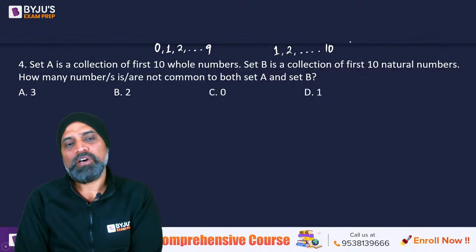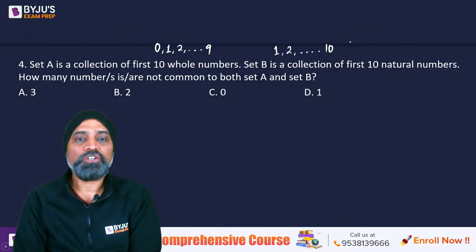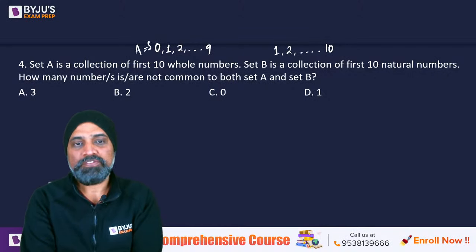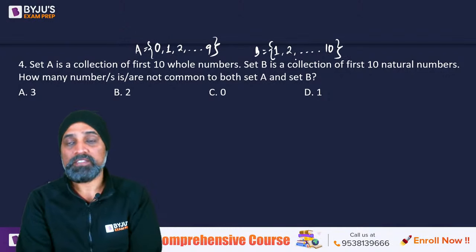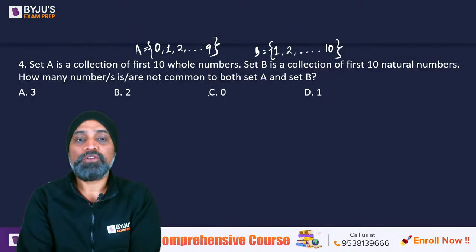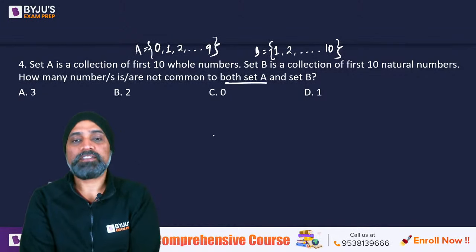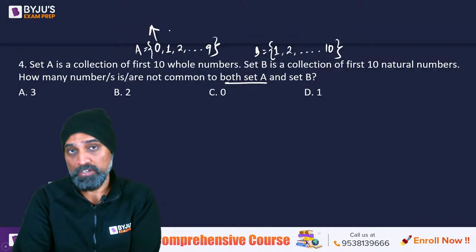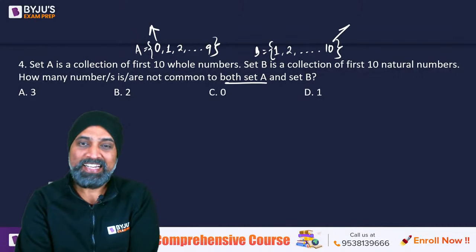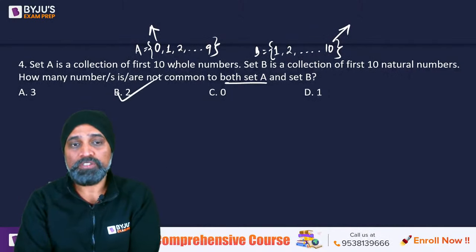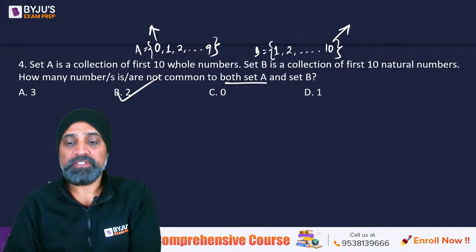So how many numbers are not common to both the sets A and B? So if this is set A and this is set B, how many are not common to both the sets? So can we say 1 to 9 is common in both? The numbers that are not common are 0 in A and 10. 0 doesn't exist in B and 10 doesn't exist in A. So there are two such values that are not common.